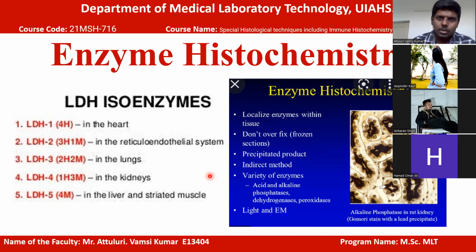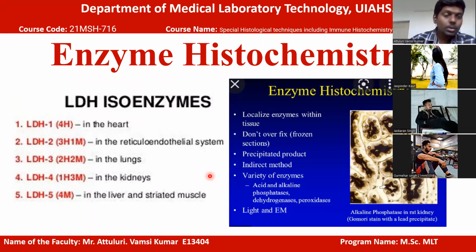So the subject is, as we know, histotechnics, immunohistochemistry, molecular pathology, and the subject code is 21 MSH 716. Currently you are in the third semester of your Masters in MLT. So, unit one. Unit one in your histotechnics is all about enzyme histochemistry. Here we are trying to localize the enzymes present in the tissues, to visualize the functional enzymes within the tissue.